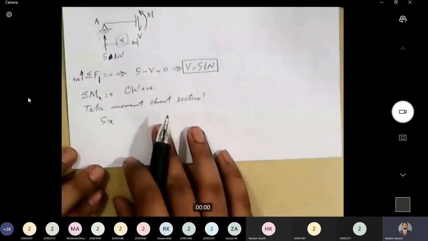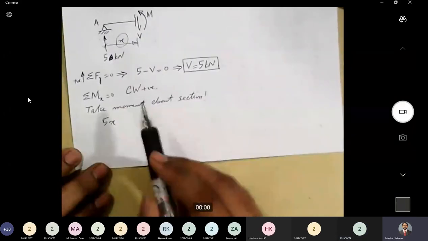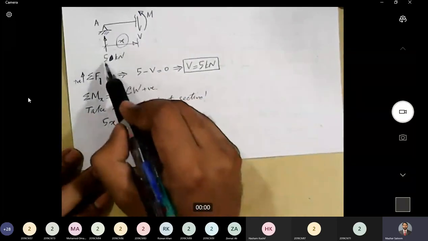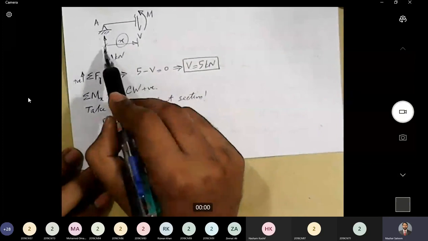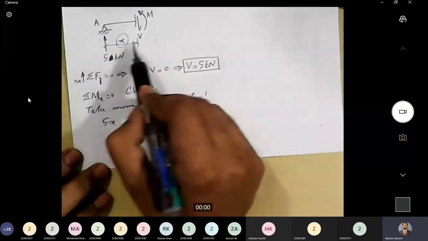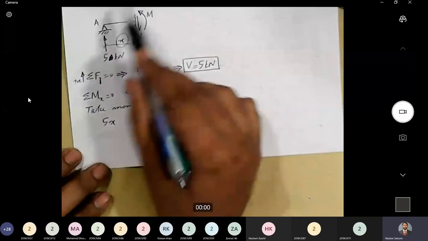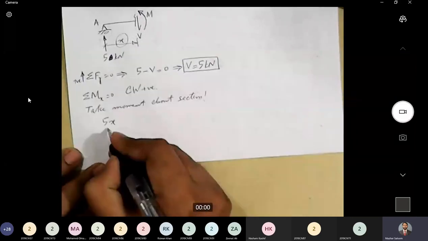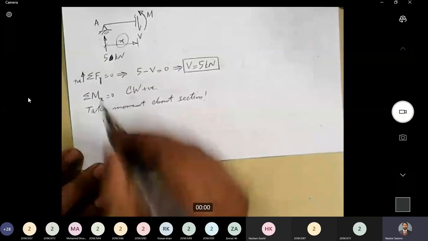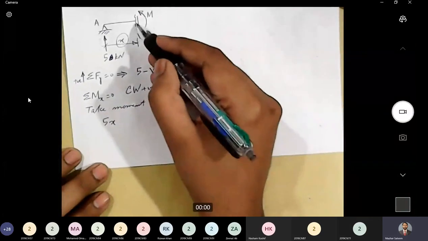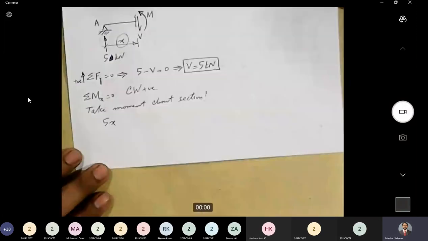All right. So we have this moment. Now, how many forces are there starting from this end? 5 kilonewton is the magnitude of force, and x is the distance between the force and the section. So the force is producing moment in clockwise direction. That is why I have considered this positive, because our convention is clockwise moment as positive. The other force involved is this force V. This force is passing through the section. It's exactly at the same location, so it will not produce any moment.